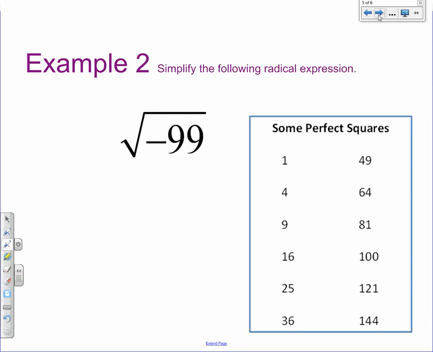All right, let me have you take a look at one now. Have a go with example 2. Pause the video, work it out, check your answer.